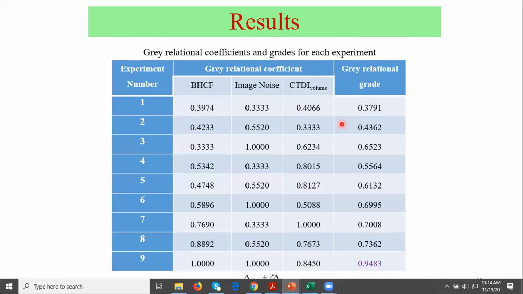So you can see here what the maximum value is from these 9 experiments. This is the maximum value, 0.9483. Here this is the minimum, so this is actually the worst. This is very bad, so that's why we are getting bad results. But when we take only image noise, only for the ratios, these are good. So that's why they are taken here.